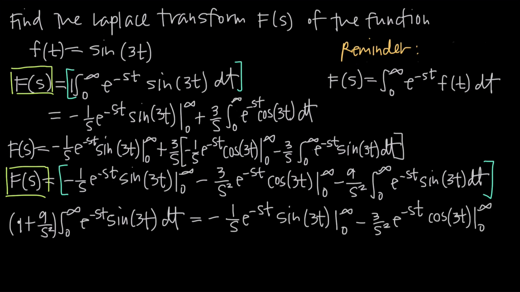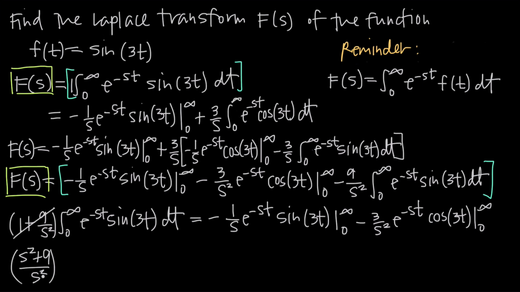Now if we multiply this 1 right here by s squared over s squared, that gives us a common denominator with this 9 over s squared, and we end up with s squared plus 9 over s squared for this value here instead. So that's what it becomes. Then what we can do is we can multiply both sides of the equation by the reciprocal of this fraction.